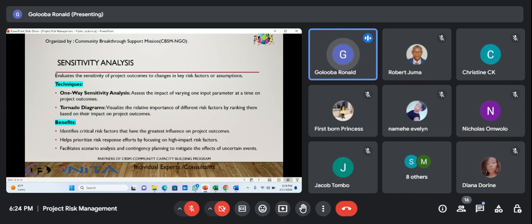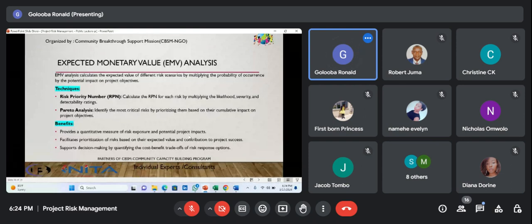Some of the benefits here include that you are able to identify critical risk factors that have the greatest influence on the project outcomes. Sensitivity analysis also helps prioritize risk response efforts by focusing on high impact risk factors, and it facilitates scenario analysis and contingency planning to mitigate the effects of uncertain events that may happen or impact the project.